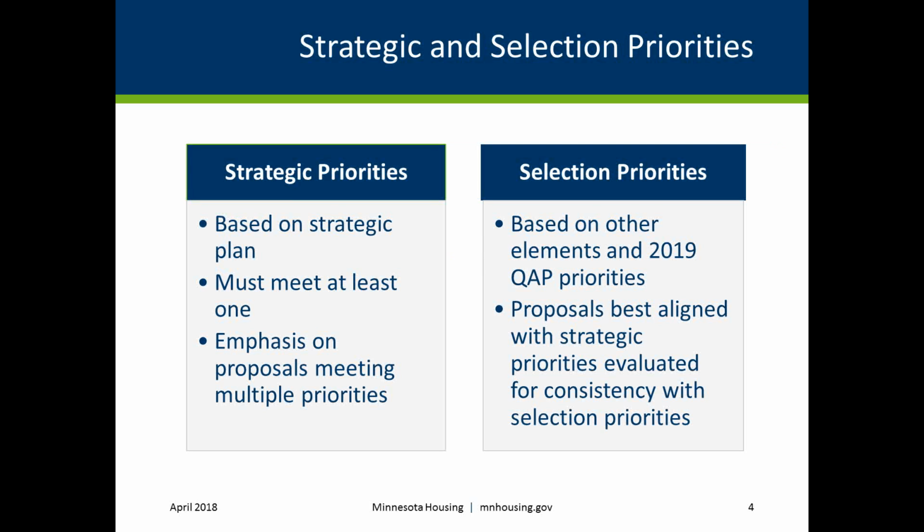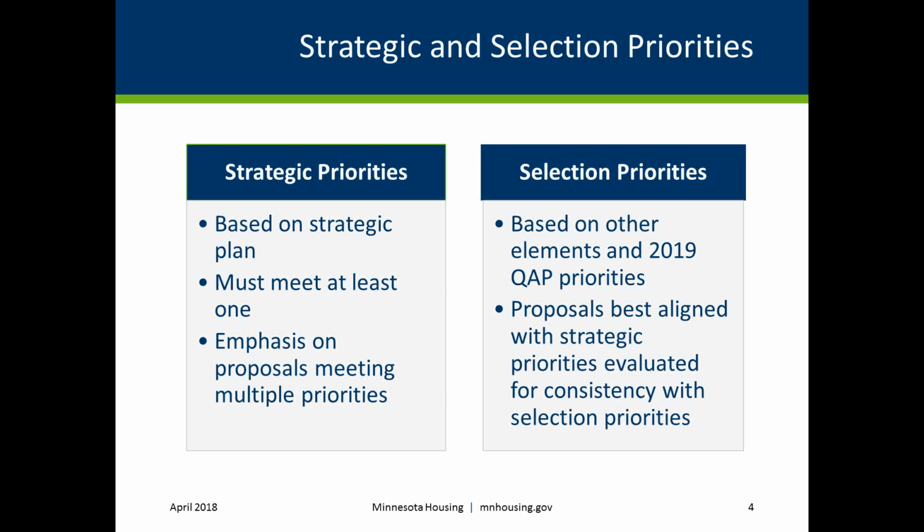The selection priorities capture other elements that are beneficial to a project and are largely consistent with the priorities for the tax credit program under the 2019 Qualified Allocation Plan, also known as the QAP. In this RFP, all applicants will be required to meet at least one strategic priority. Emphasis will be given to proposals that meet multiple strategic priority policy goals, and proposals that are best aligned with strategic priorities will be evaluated for consistency with selection priorities.